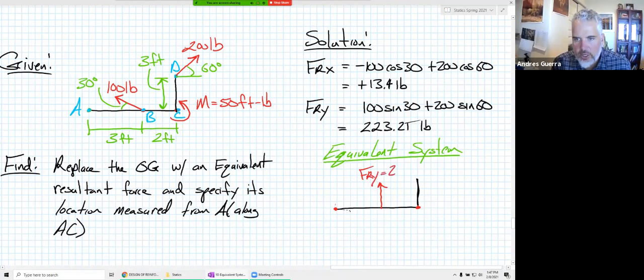We know it is 223.21. And then we have an FRX that's going to the right, and it's 13.4 pounds. And we want to find, where is that located measured from A. So I'm going to measure my distance from point A there.